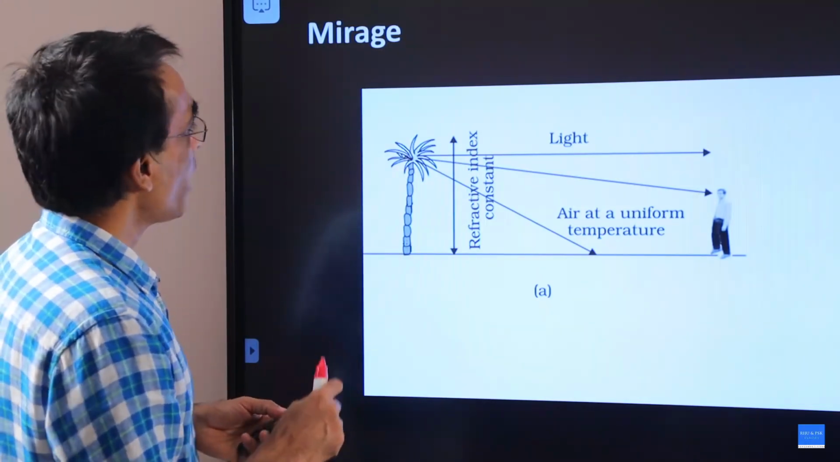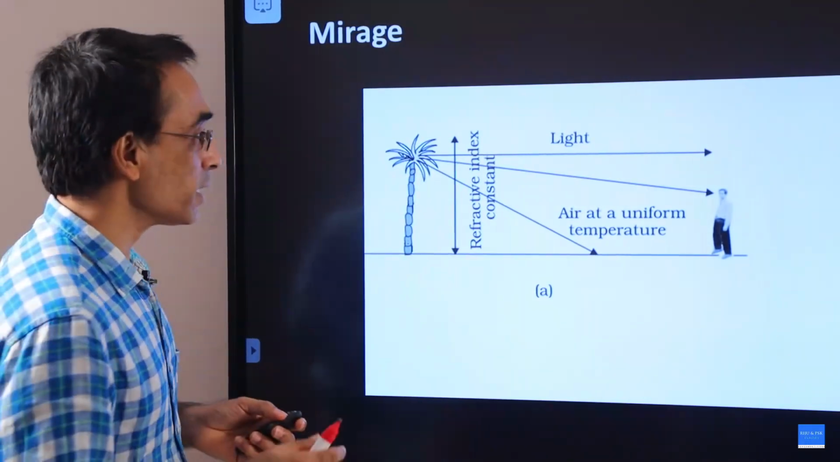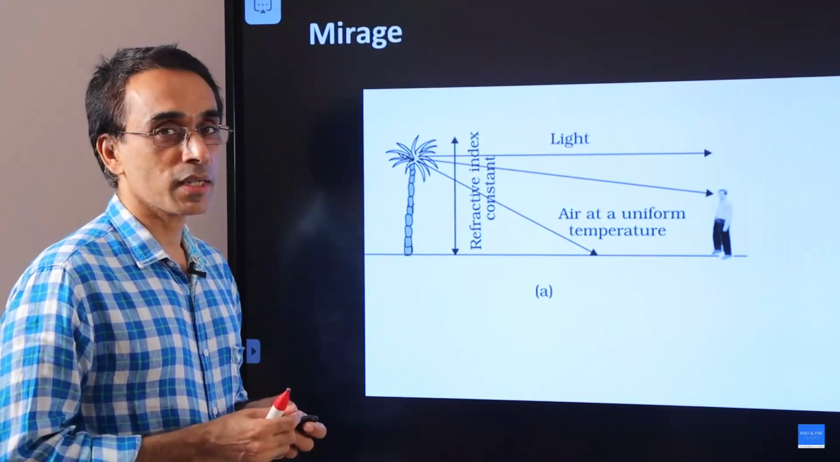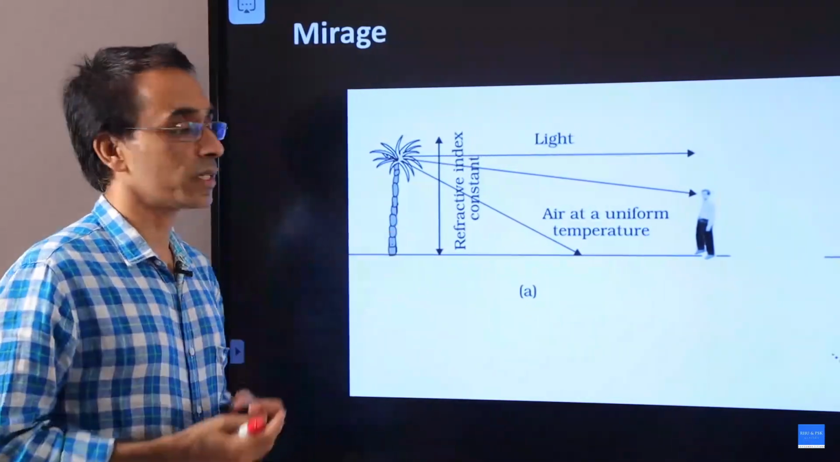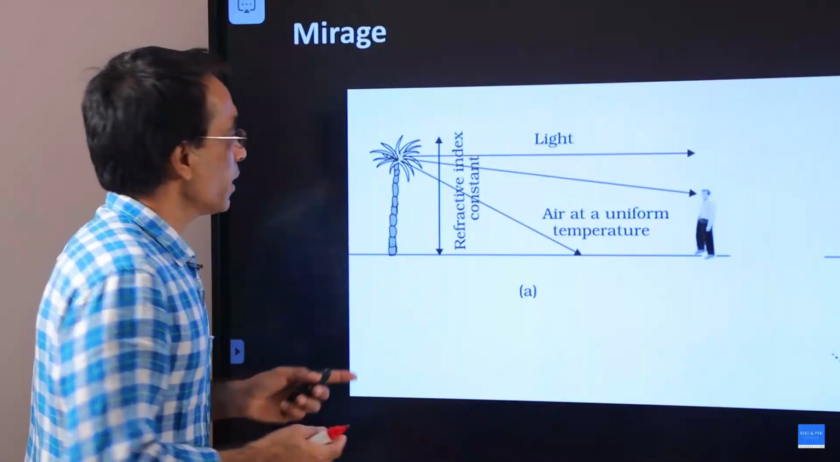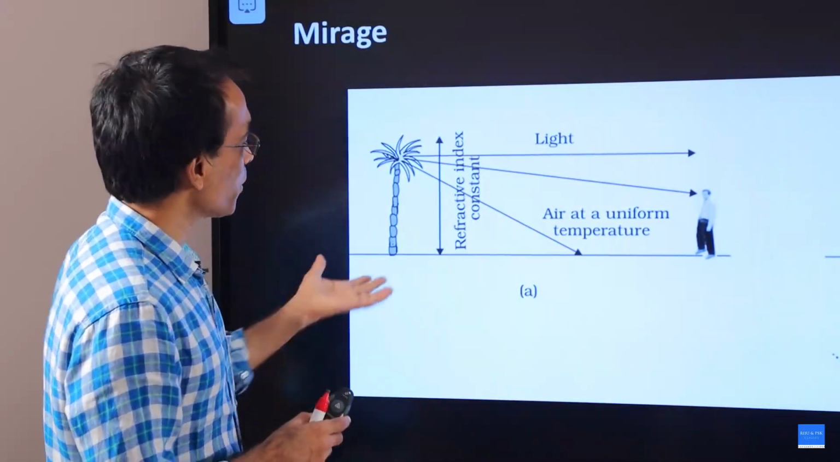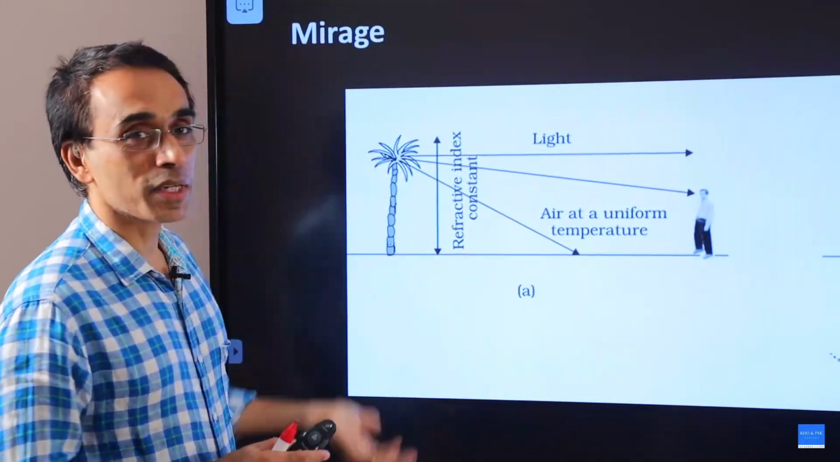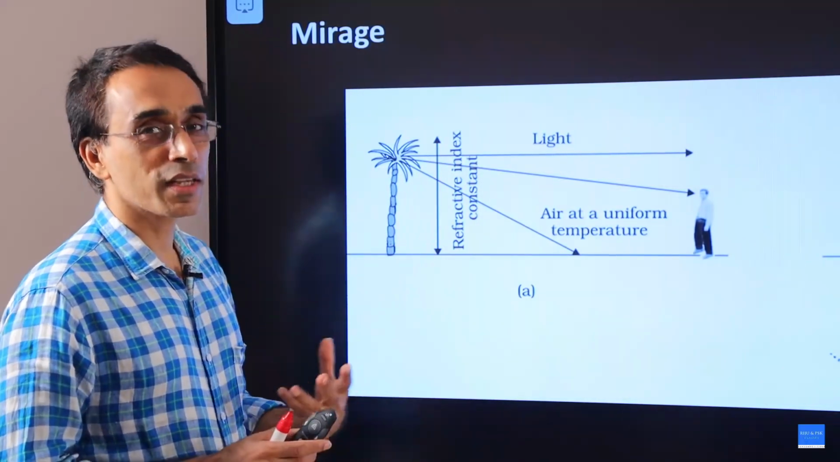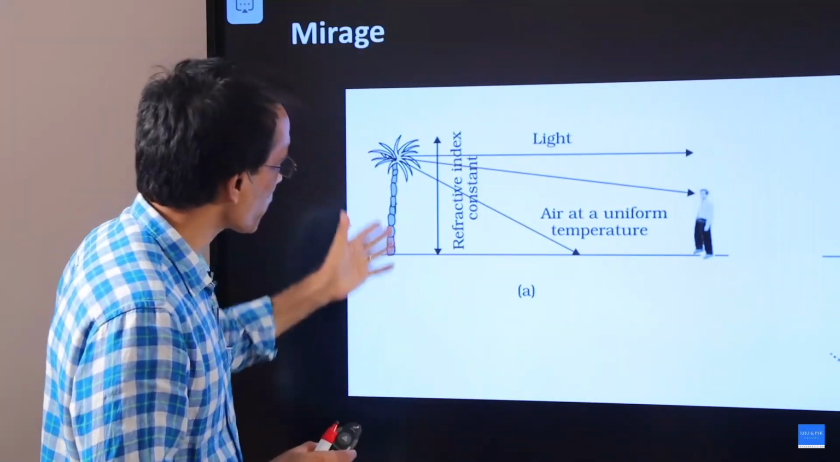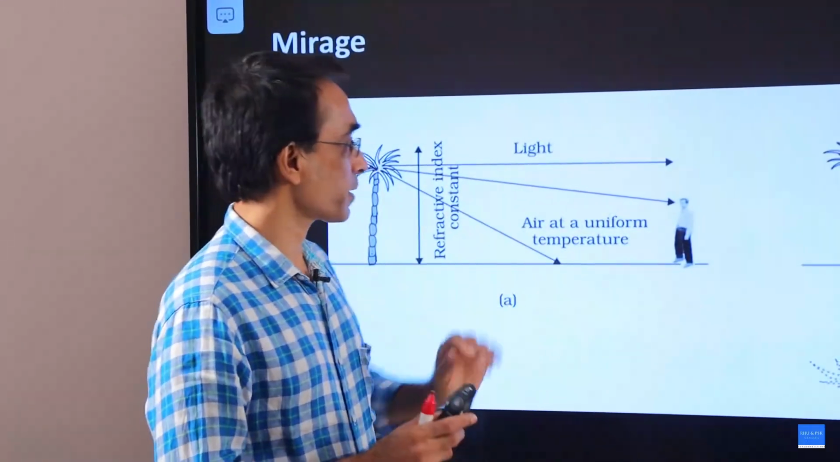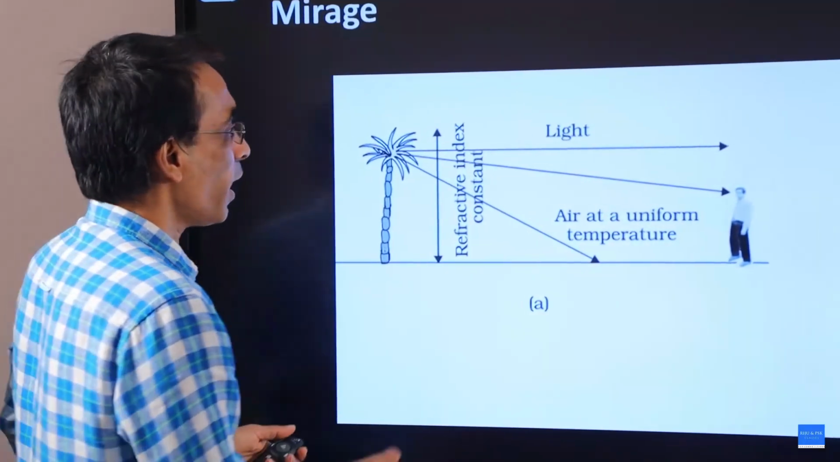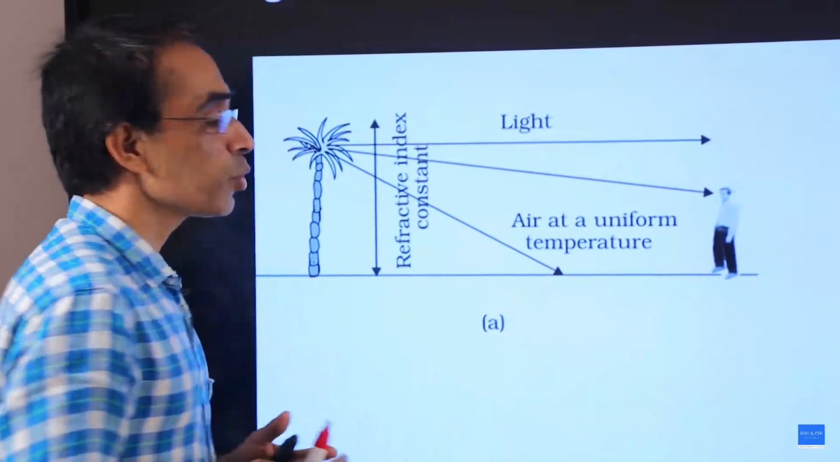Okay. Now, how do we explain mirage? Mirage is due to atmospheric refraction and total internal reflection combined. This is a diagram. See, the diagram in NCERT talks about a palm tree, because this is very visible in desert regions. There is a palm tree here and there is a person here. Okay. And it's given air is at a uniform temperature.